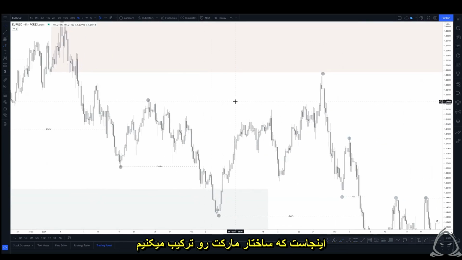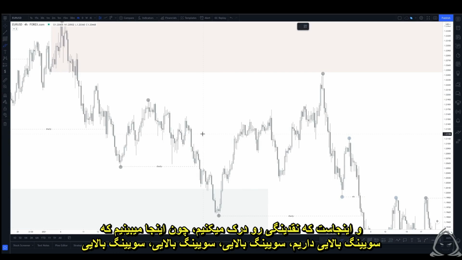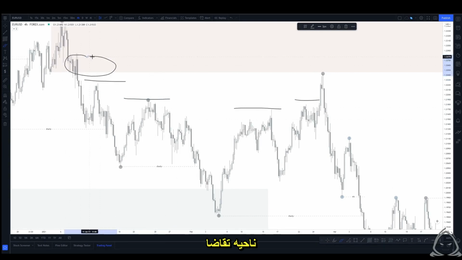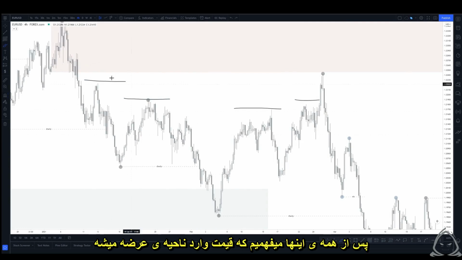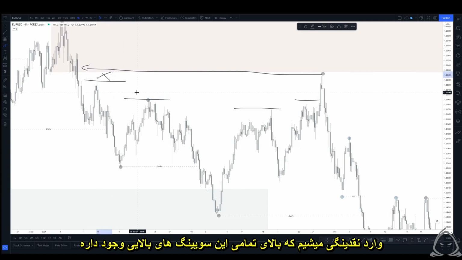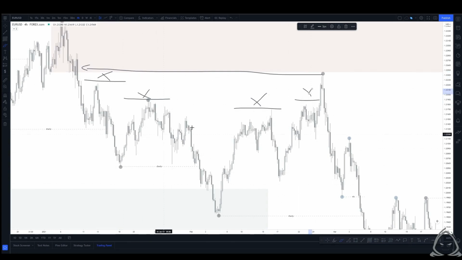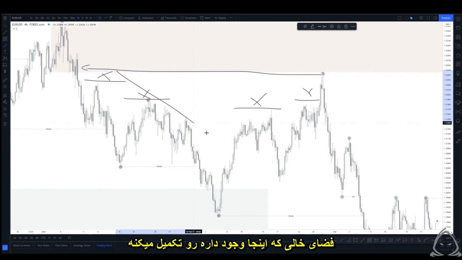This is where we pair market structure, and this is where we pair supply and demand zones, and this is where we understand liquidity, because what we can see is we have swing highs, swing highs, swing highs, swing high, supply zone, and then what is this above? It's a daily supply zone. So what we can see from all of that is price taps into the supply zone. We tap into liquidity that rests above all of these swing highs. What does this also do? It completes the void that is resting right here.